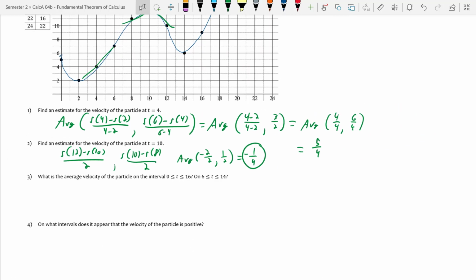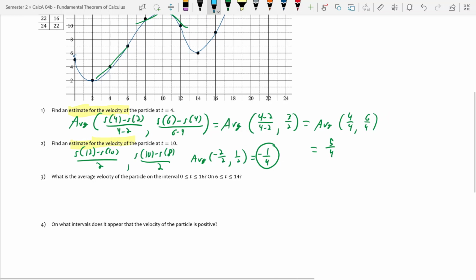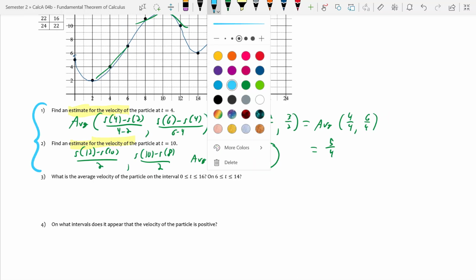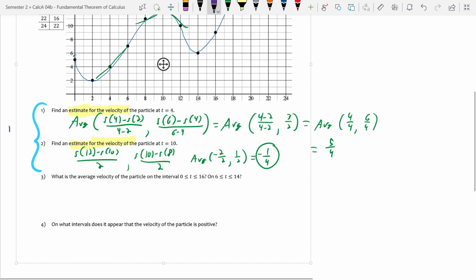Okay. Now, that's average velocity, or estimate for velocity at a point. And I want to kind of emphasize this. Right here, when I say estimate for the velocity and estimate for the velocity, what I'm looking at for both of these is an instantaneous. So I'm going to kind of try to mark that a little bit clearly, that this is an instantaneous, which means derivative.